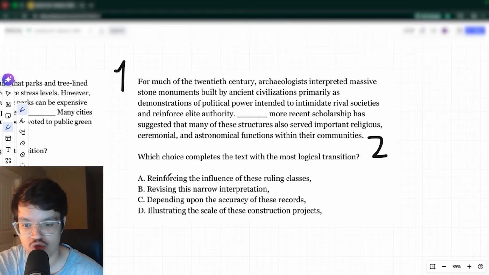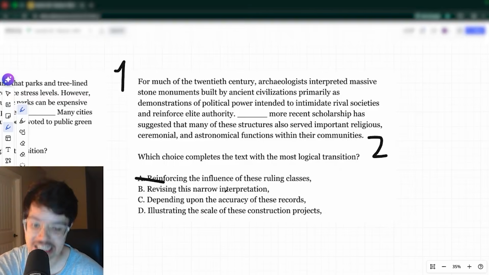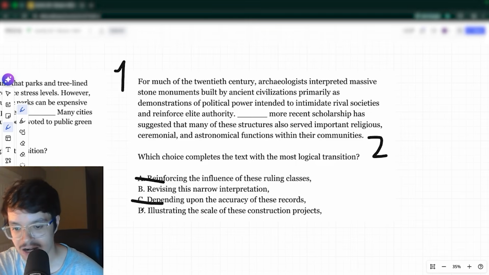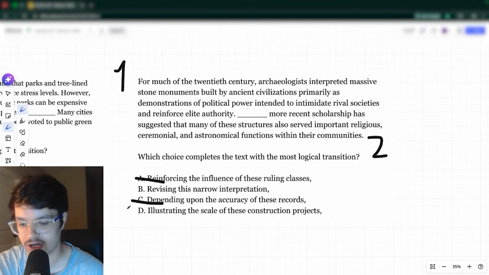Looking at the choices here, reinforcing the influence, okay, no, not reinforcing, it's like contradicting basically. Revising this narrow interpretation. Okay, that seems pretty good. Like revising, changing it. Let me just look at the rest of them. Depending on the accuracy of these records, okay, that doesn't really have anything to do with it. Illustrating the scale of these construction projects. Okay, it doesn't really talk about the scale at all. So B would be the right answer here.